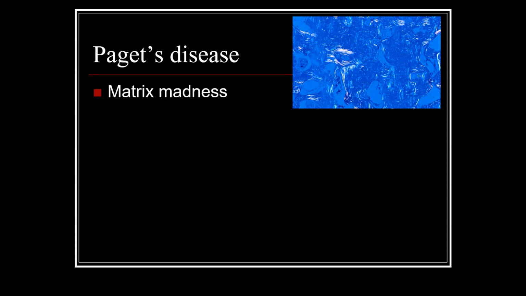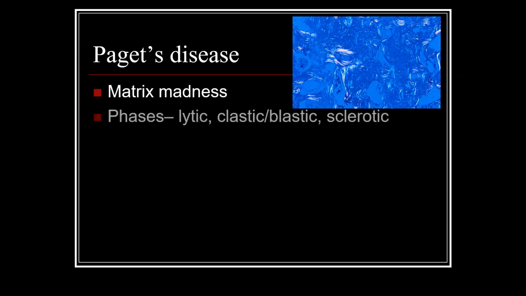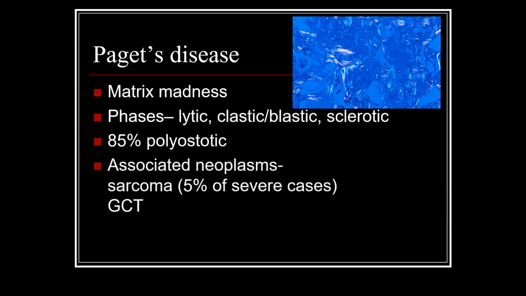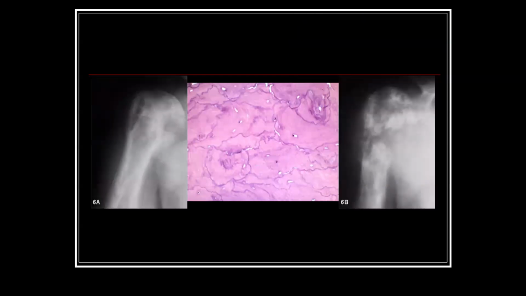And it also appears to increase in mass. So there are several phases of this disease that can be lytic or osteoclastic or blastic or mixed in various ways. And so that also goes along with this sort of matrix madness notion. Most of these patients have more than one bone involved, and there are occasionally some associated neoplasms. I've seen one case in my lifetime of post-Paget's disease sarcoma, and have not seen a giant cell tumor.